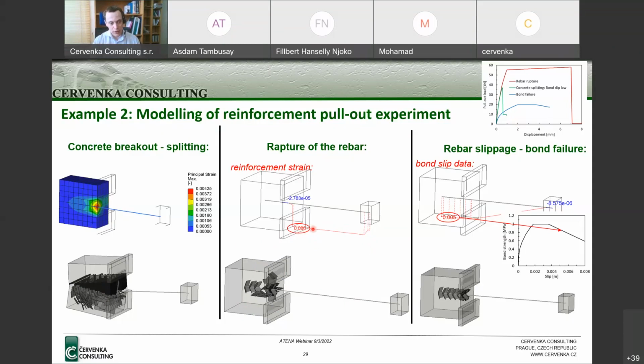So we can see that we already exceed this limiting strain. So this will give us the red failure mode indicated in the LD diagram. Or if I define some bond behavior, I should be able to see, if I plot the bond slip data, that I'm already behind the peak of my defined bond slip law.